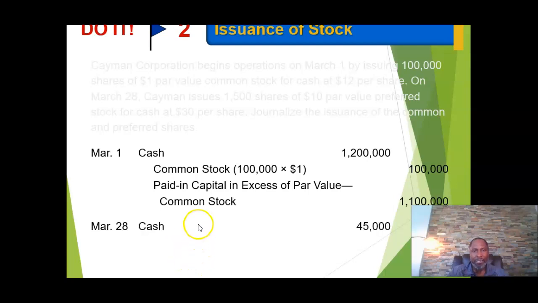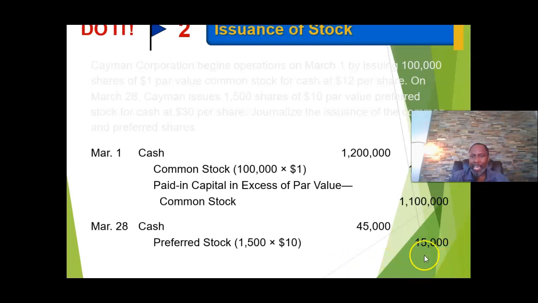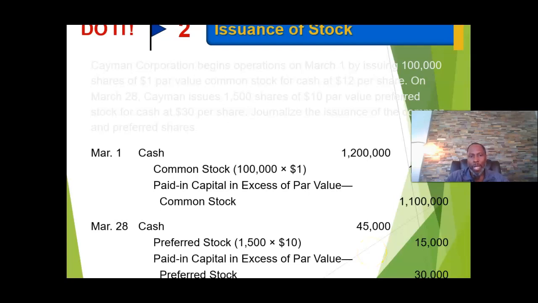For the second transaction, 1,500 shares, $30 per share, debit cash, $45,000. We're going to credit preferred stock at its par value amount of $15,000. That's $10 per share times 1,500 shares. And then the excess goes into the paid-in capital in excess account preferred stock for $30,000. So always debit cash at the issuance price. Always credit common or preferred stock at its par value amount, and any excess goes into your paid-in capital in excess account.